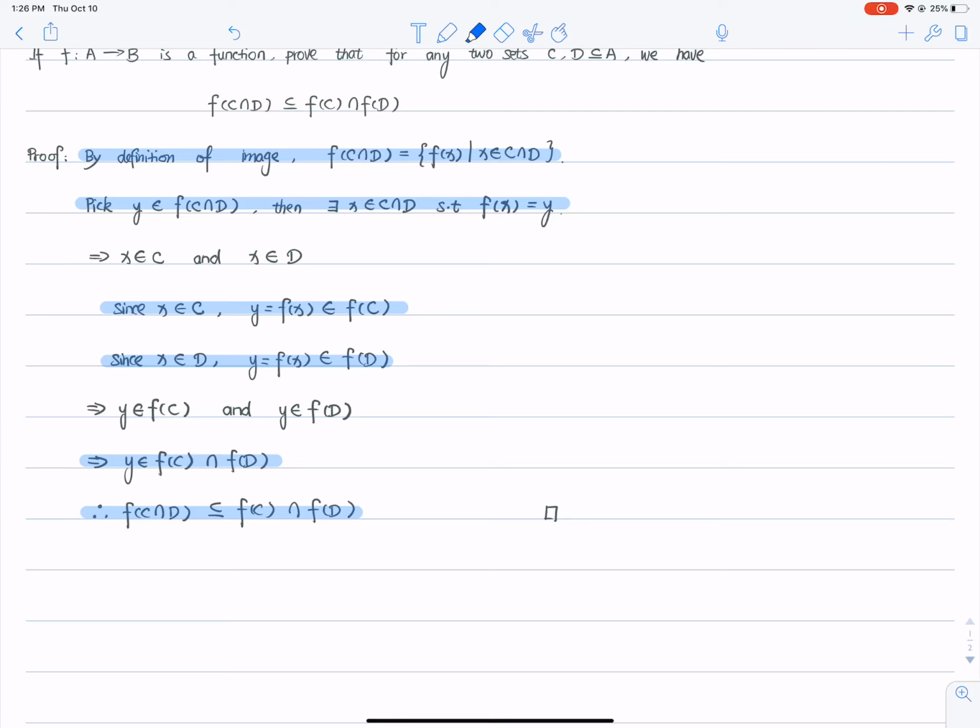I do think it's a really good quiz question. Make sure you understand this and do some questions. I think they do have some similar questions in the textbook. Make sure you try them out and make sure you know how to do them.